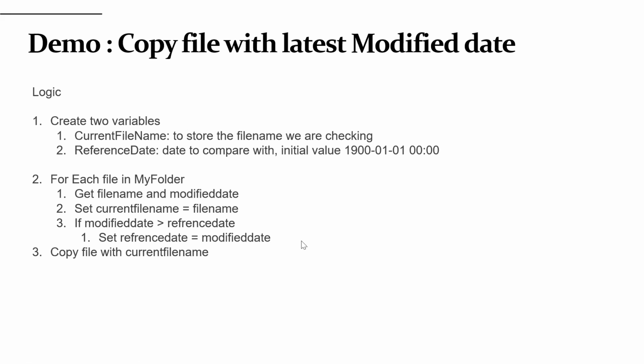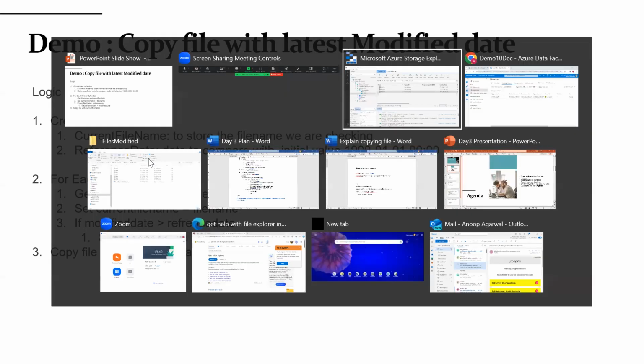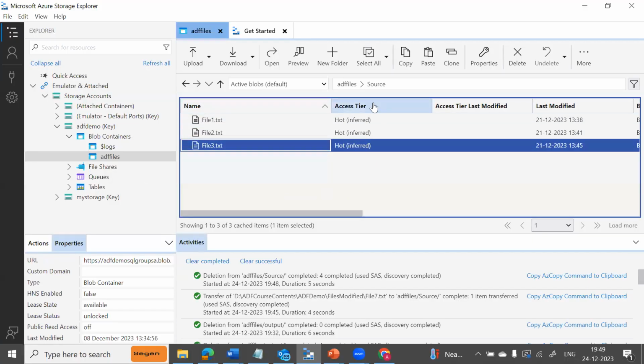Okay, let's just see how we would do it. We would write a stored procedure in SQL, that's what I am good at. Usually we'll have two variables: one that stores the file name we are checking, and the reference date, a date to compare with. And whatever files are there in my folder, I had 4 files right here, I will loop through them one by one.